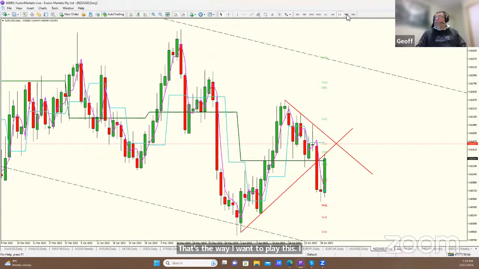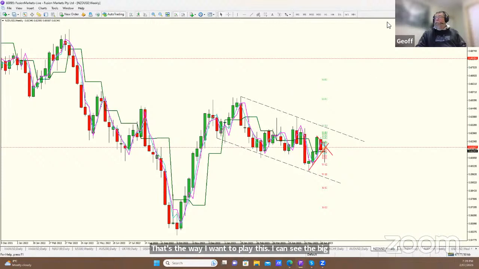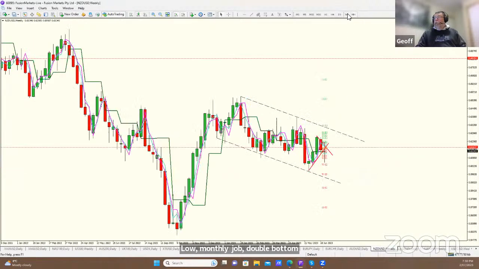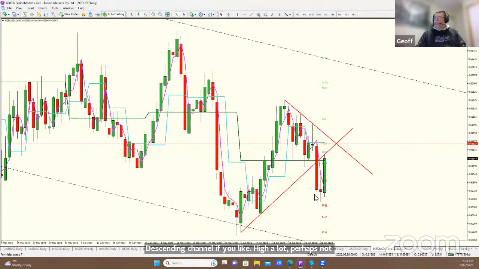I can see the big picture is telling me: long monthly chart, double bottom, higher low, not confirmed. Weekly chart, coming off the bottom of this descending channel, if you like, higher low, perhaps not confirmed. And daily chart, let's wait for that confirmation. Price up to here, back to here, entry. That's me. For Kiwi versus the dollar, I've got two more.